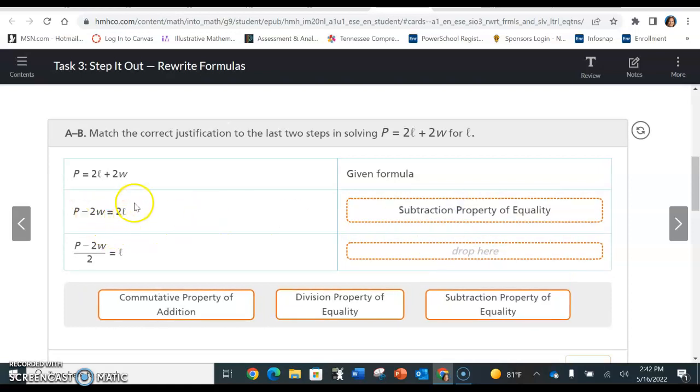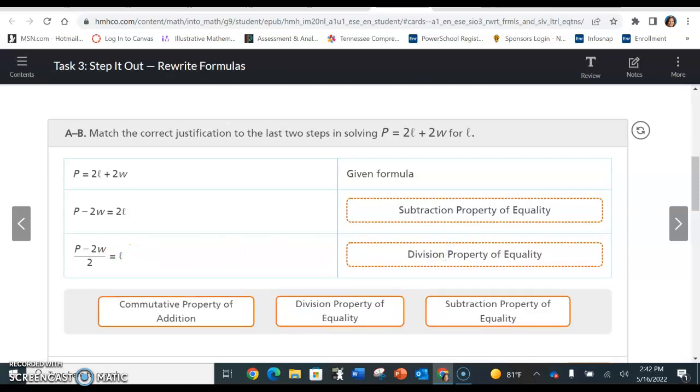All right, once they do that, we're still solving for L. We want to get L by itself. We have 2 times L. That's multiplication. To undo multiplication, you do the opposite. So we're going to divide both sides of the equation by 2. So we divide everything on the left by 2, and then we divide 2L by 2, and that leaves just L. So that one is division property of equality.